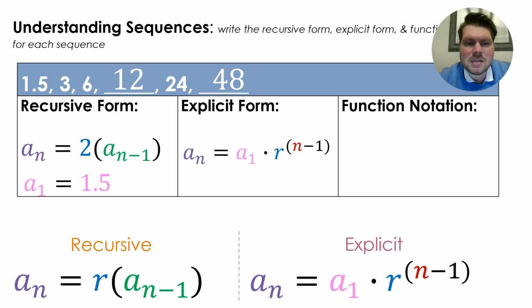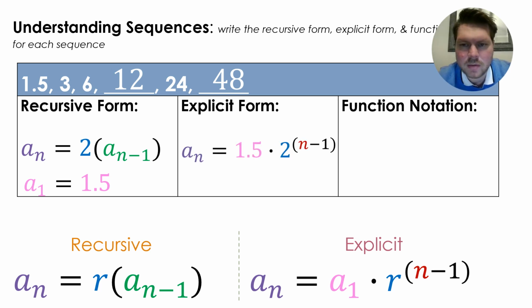And then my explicit formula, I need both of those as well. My A1 is my starting number, which is 1.5. And R is my multiplier, which is 2. So I get 1.5 times 2 to the power of n minus 1.